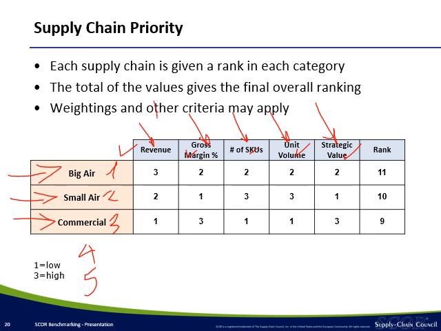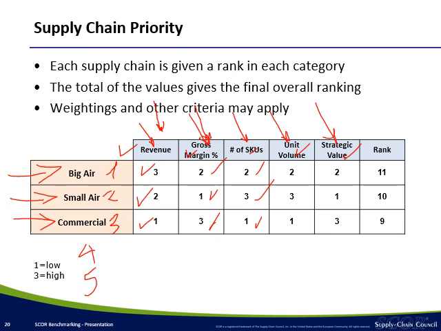For example, the revenue. What is the lowest revenue? This is the lowest revenue. Then what's next? This is next. What's best? This is the best one. And then for the next one here, what's the lowest gross margin? This one. What's next? This one. What's next? This one. What's the number of SKUs? What is the worst one? This one. What's intermediate? This one. What's the best? This one. And so on. So you give different scores for different aspects.